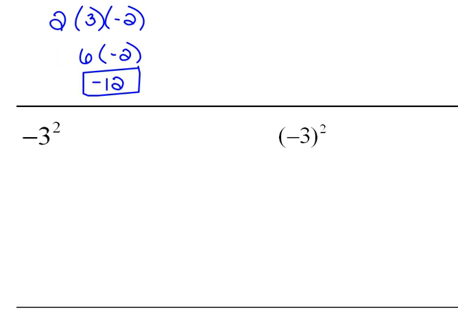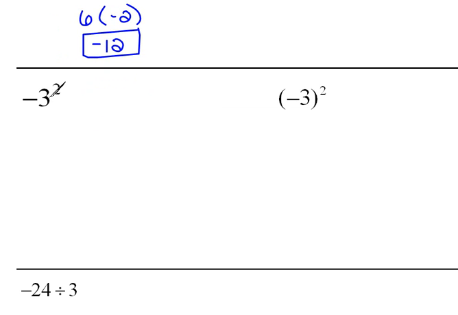Alright, for these next couple of examples, this is very interesting because we're squaring. Now remember, squaring means to multiply something by itself. But what's so interesting here is these look like virtually the same problem, but they are not.